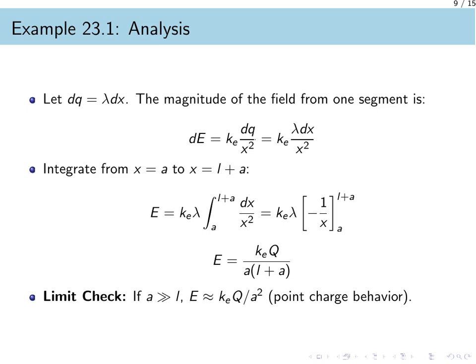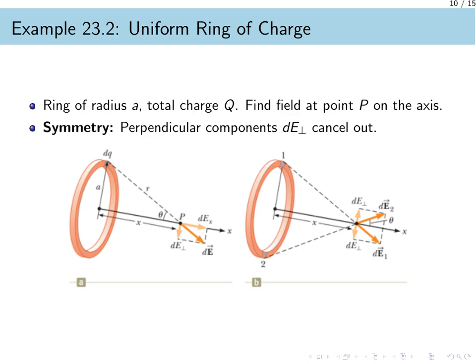If we check the limit where the distance a is much greater than the rod length, the denominator simplifies, and the field perfectly approximates that of a single point charge. In our second example, we will calculate the electric field generated by a uniform ring of positive charge. The ring has a radius a and carries a uniformly distributed total charge, Q.